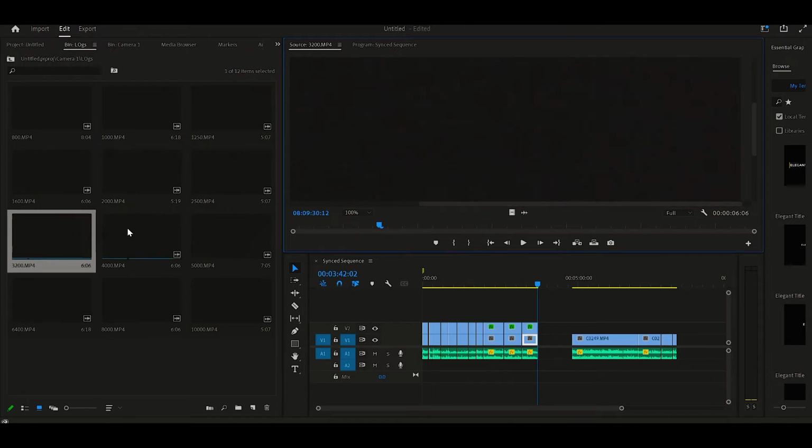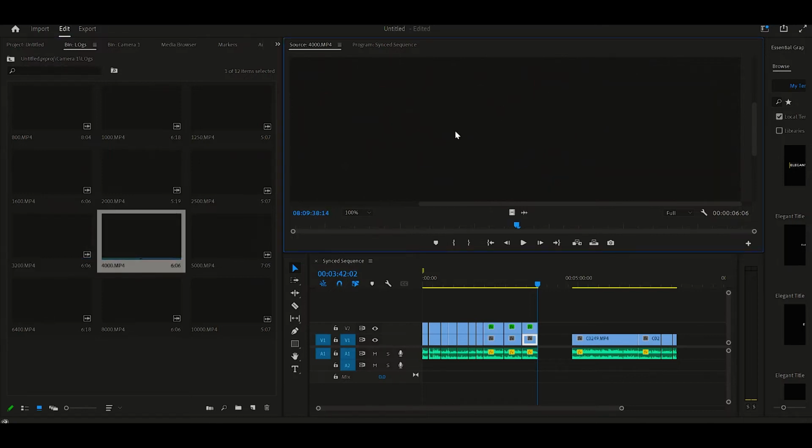Now I'm moving to the next native ISO. I told you ISO 800 and ISO 4000 are the two base ISOs. So let me take you straight from 3200 to ISO 4000 now. Can you see how clean it is?